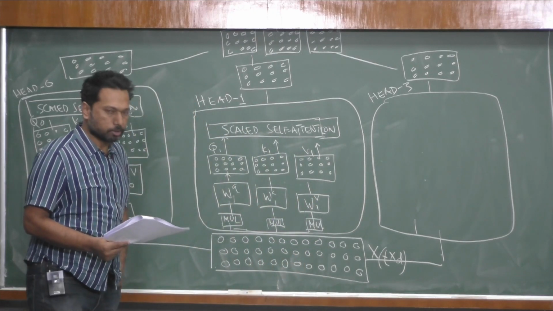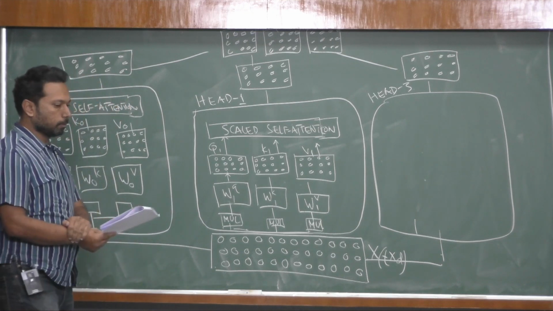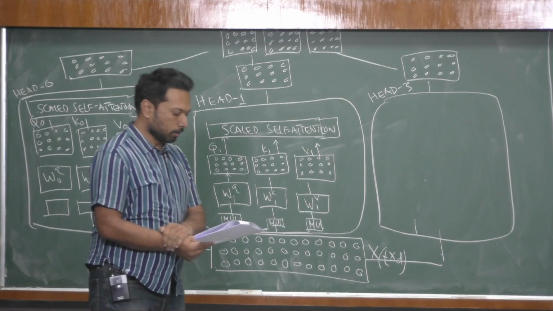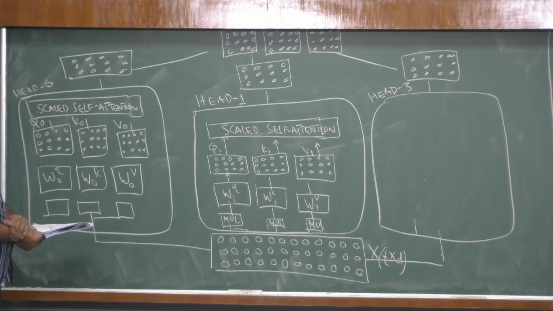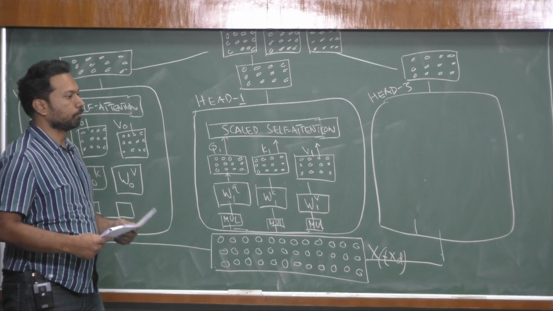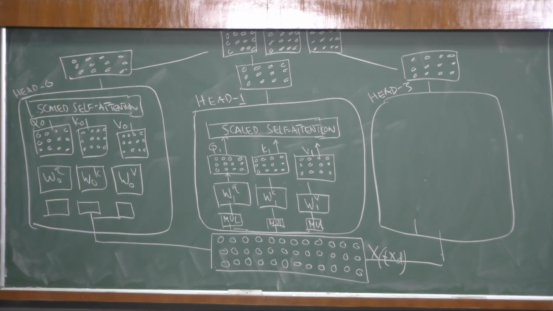So welcome to the MGM course, and we are continuing with the transformer model. In the last class I introduced what is self-attention, and how the input sequence is seen as, let us say, key, value, and query pairs.